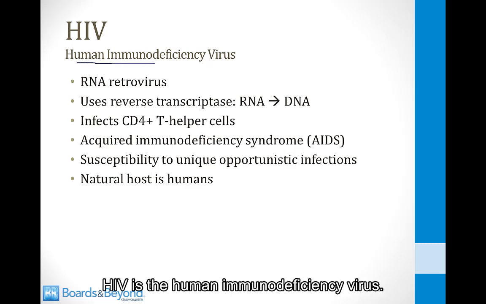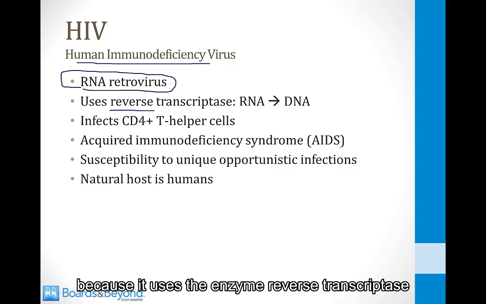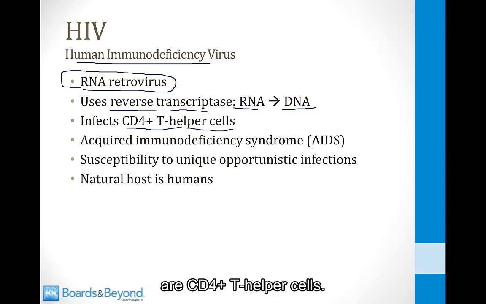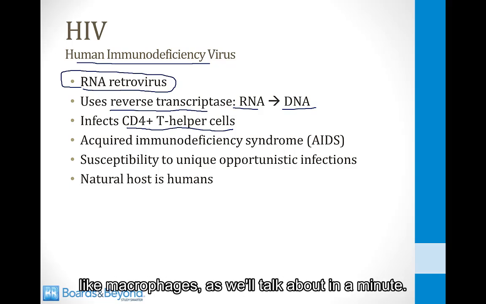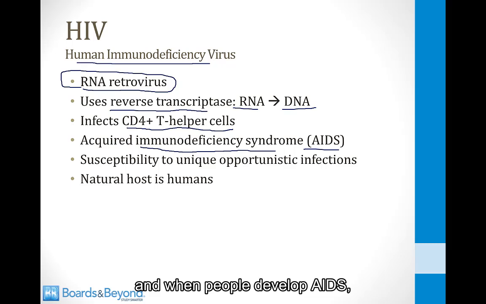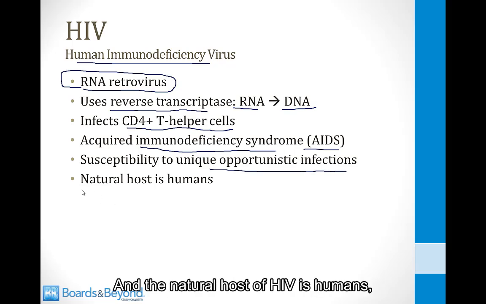HIV is the human immunodeficiency virus. It is an RNA retrovirus, and it's called a retrovirus because it uses the enzyme reverse transcriptase to convert its RNA genome into DNA. The primary target of the infection are CD4 positive T helper cells, although the virus can also infect other cells like macrophages, as we'll talk about in a minute. It leads to the acquired immunodeficiency syndrome, or AIDS, and when people develop AIDS, they are susceptible to unique opportunistic infections.